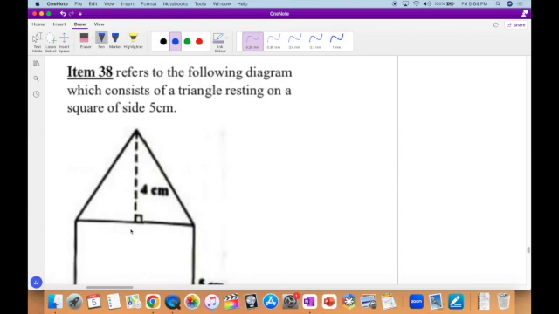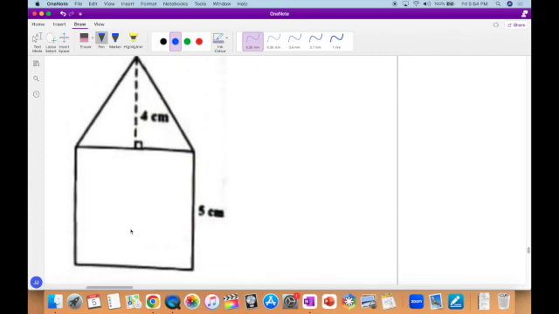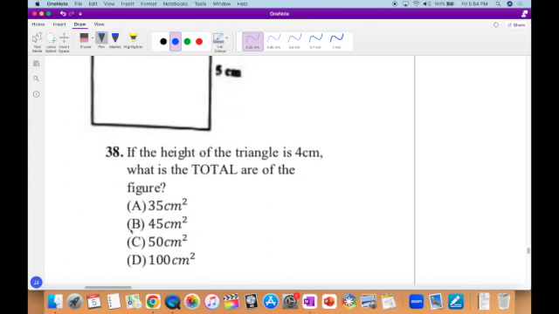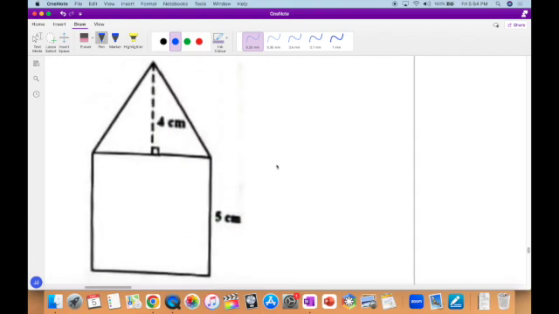Item 38 refers to the following diagram, which consists of a triangle resting on a square of side 5 centimeters. So we have a triangle resting on a square. I can see that there. If the height of the triangle is 4 centimeters, what is the total area of the figure? I guess they mean total area of the figure, right?